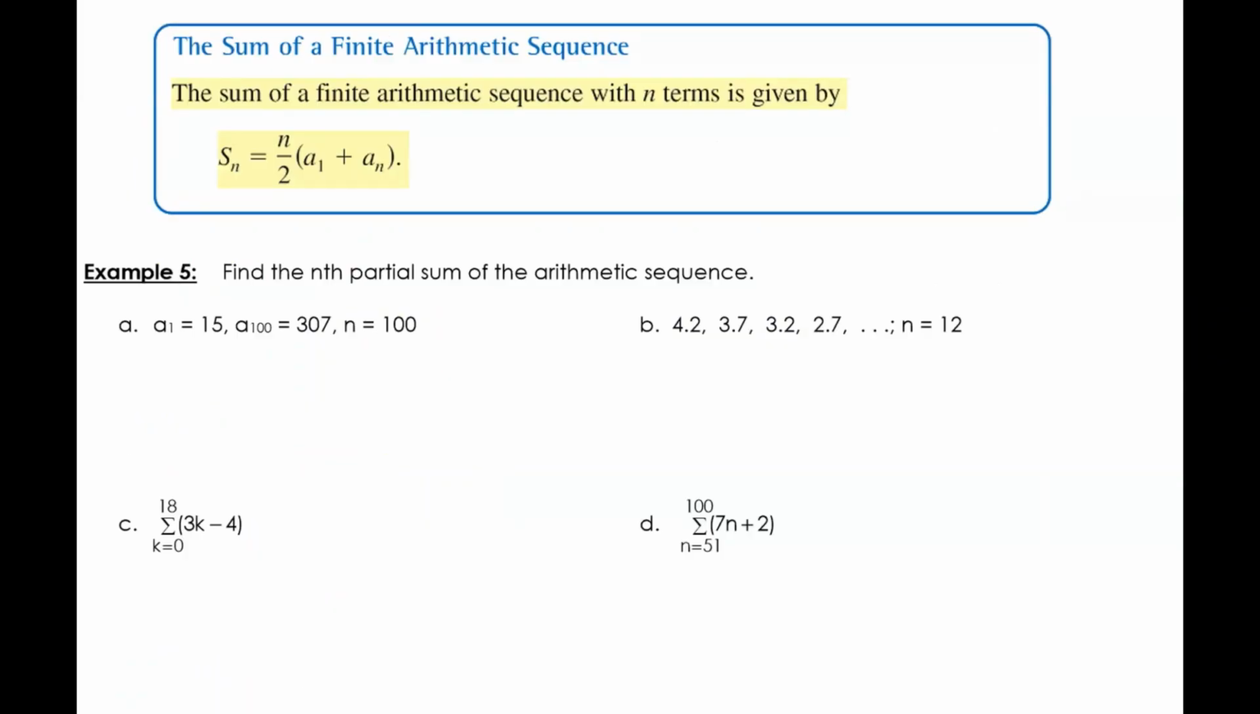The next piece here is the formula for finding the sum for finite sequences. So instead of just blindly adding up all of the terms, there's actually a formula for a finite arithmetic sequence with n terms. The formula is S sub n is equal to n over 2 times the quantity a sub 1 plus a sub n. Make sure you understand the parts here. n is the number of terms.